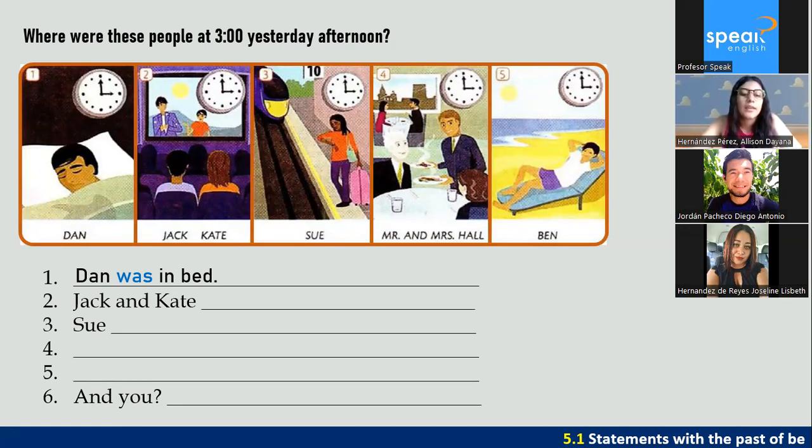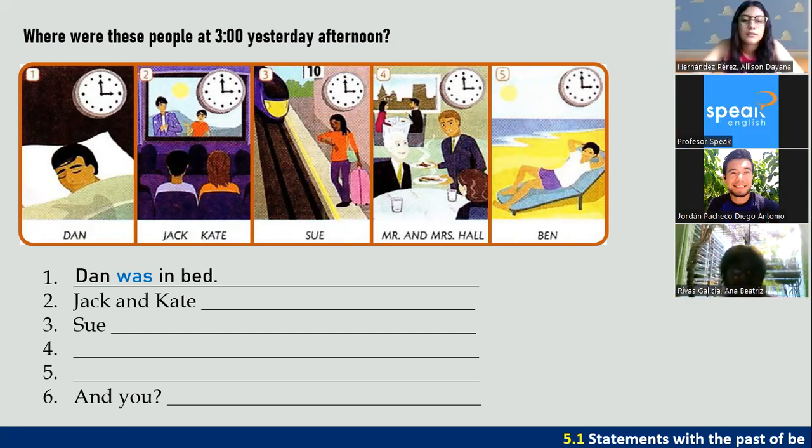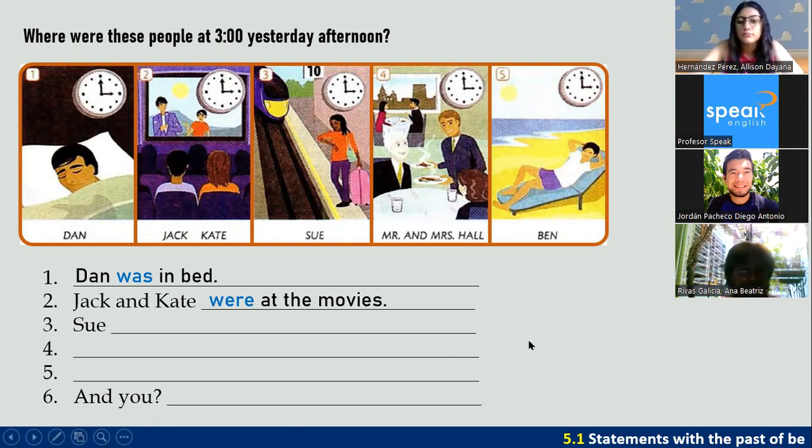Jack and Kate were in the cinema. Perdón, ¿me puede levantar la mano para que no hablemos todos al mismo tiempo? Disculpen. Okay, Alison, dígame. Jack and Kate were in the cinema. Okay, in the cinema or at the movies, right? Muy bien, cualquiera de las dos. Kate and Jake were at the movies, or in the cinema or at the cinema.